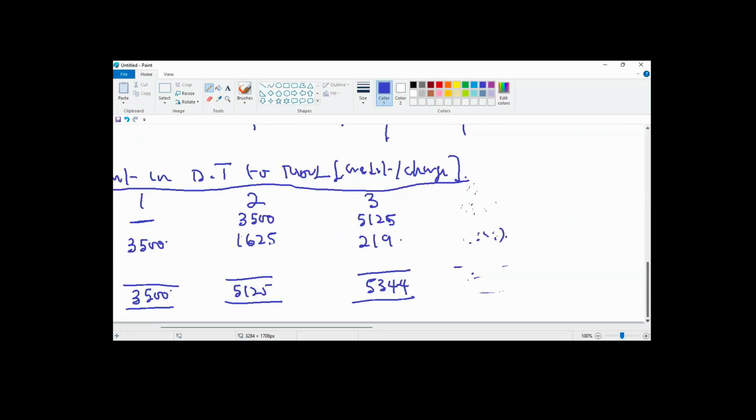Now, for more clarity, go to question 4. For clarity purposes, look at question 4. Let me read it for you. I'm in question 4 now.